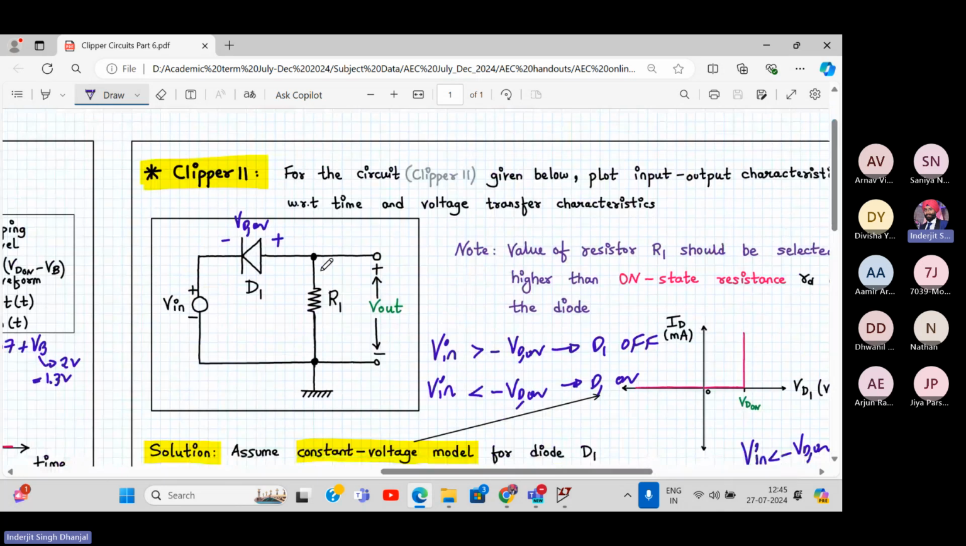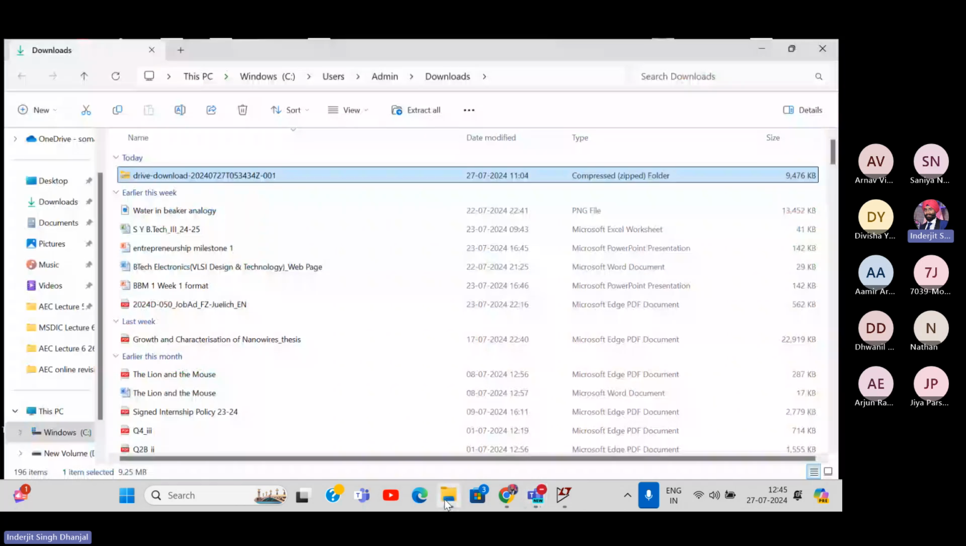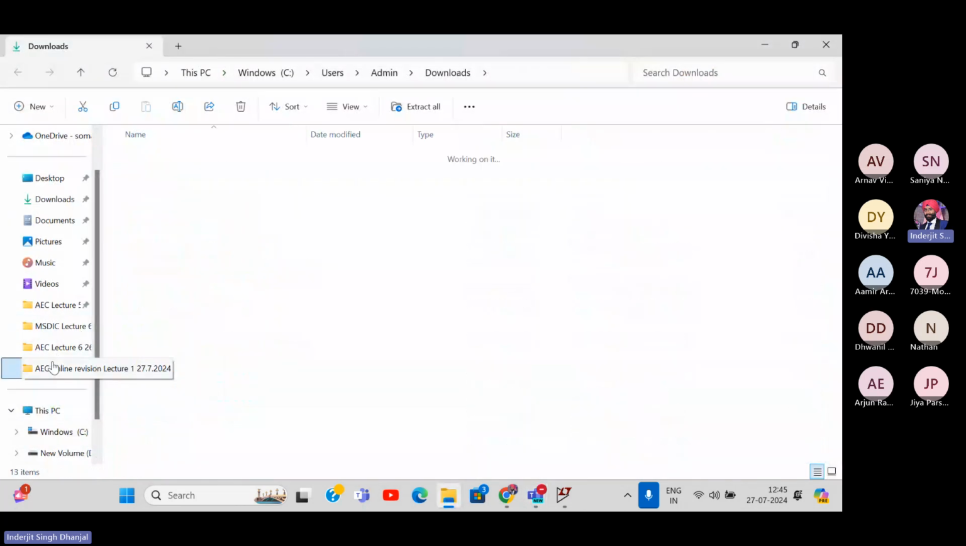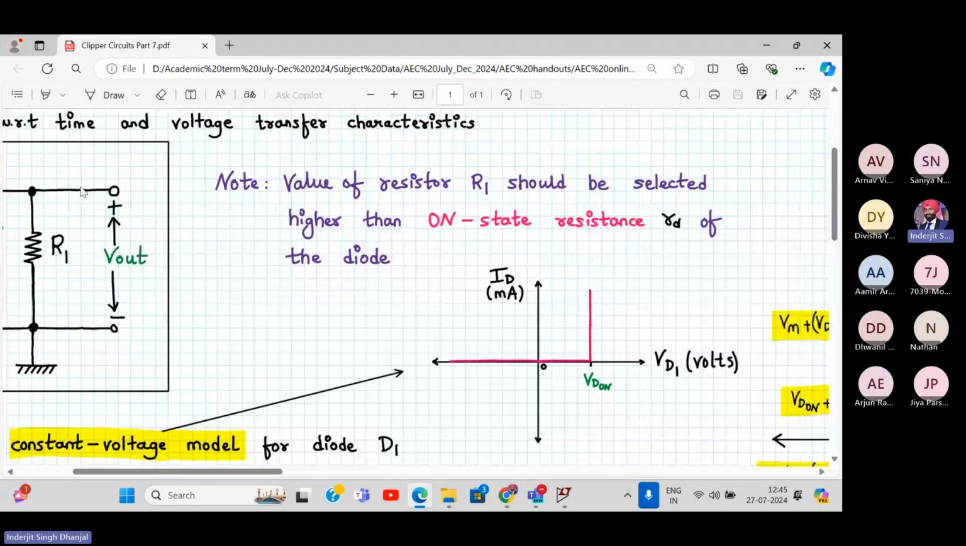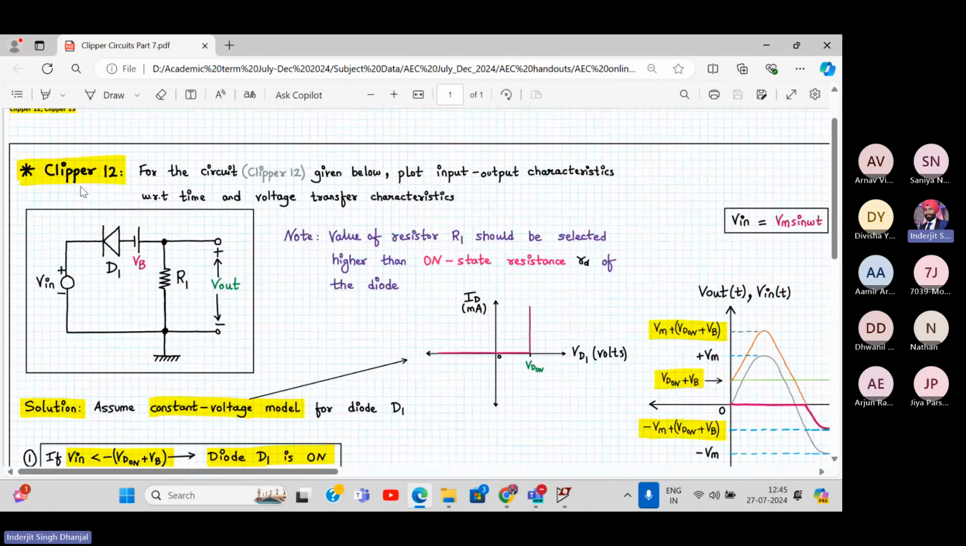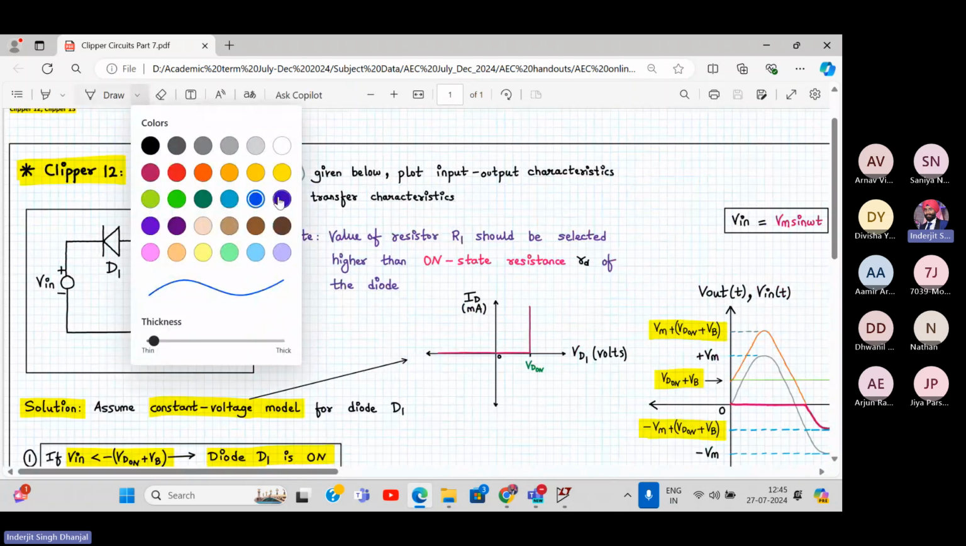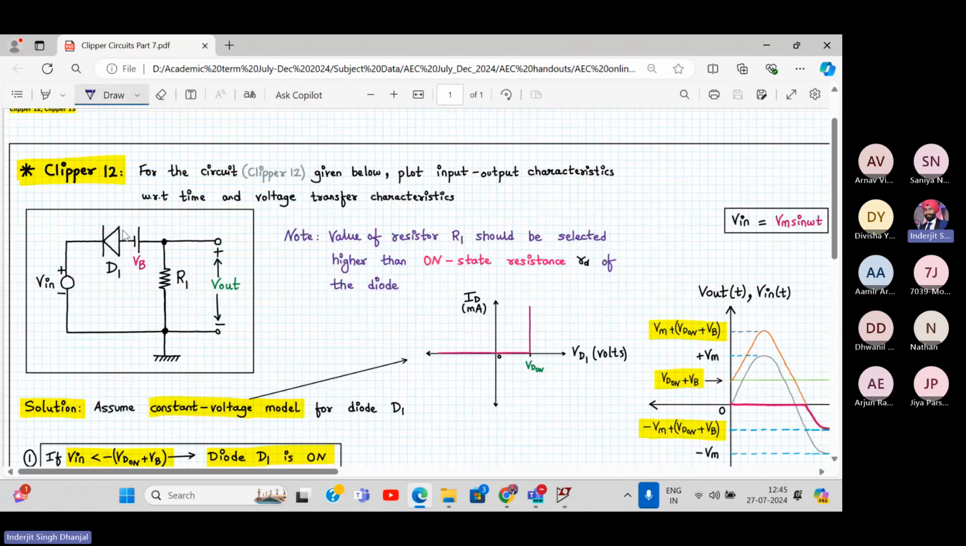Now we just have to add the battery. That's it for clipper number 12 and 13. So let's finish it off first. Clipper number 12 and 13. Here it is. So clipper number 12, quickly write down the clipping levels. Here we have a battery. Now is it assisting? This is positive, negative. This is negative, positive. No, it's not assisting.